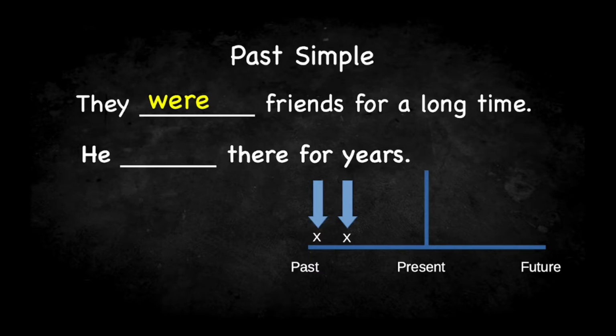Okay? Next sentence. He lived there for years. Now, this sentence tells us that sometime in the past, he started living there, wherever that is, and he lived there for a number of years, but for some reason, he stopped living there sometime in the past too. So at present, he doesn't live there anymore.